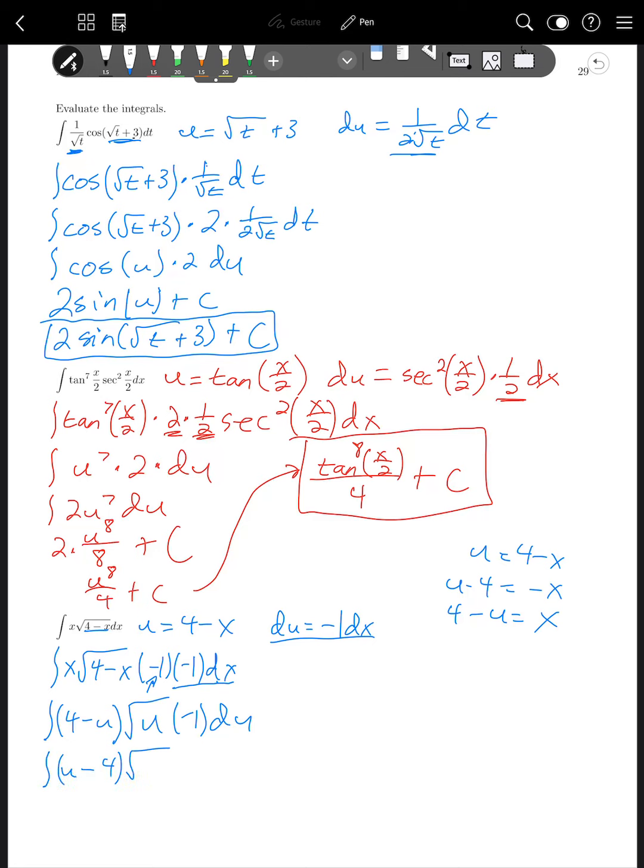So what I'd like you all to do at this point is pause the video, try these 3 problems on page 30, and then when you hit play on the video, we'll go through them.